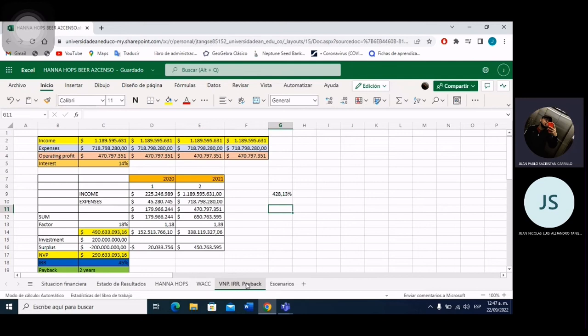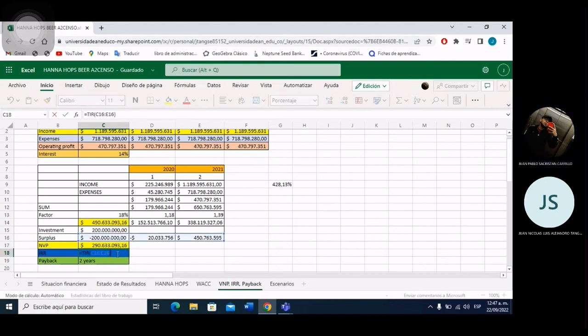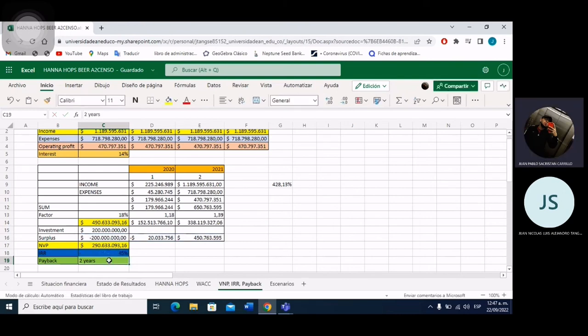Finally, for the analysis of whether we can invest in this company, we use the NPV, which is the earnings that we can have. In this case, we use the IRR, which is the percentage of result that we have in the investment, and the payback, which was 2 years. That is the time in which we expect to have the result of the investment.